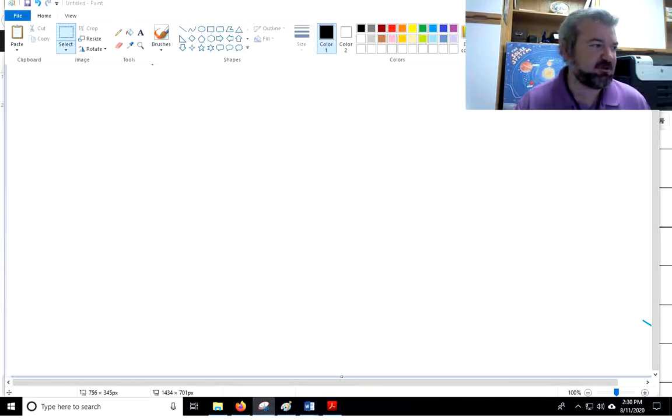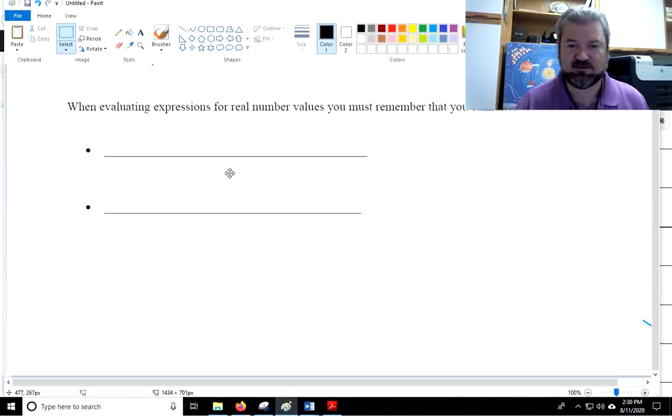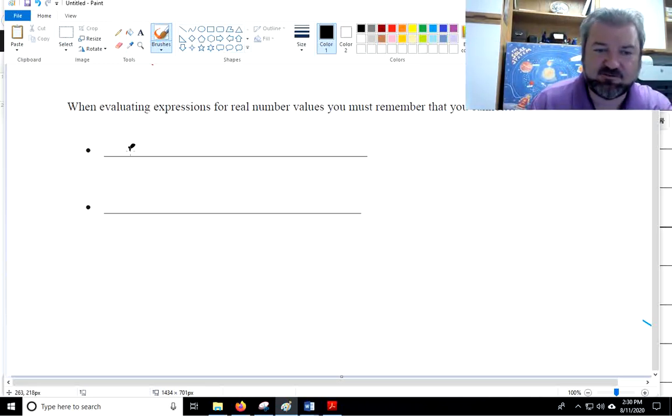So you should have a place to summarize in our notes what we've been talking about. Let's make sure we get that filled in. So I've got, when evaluating expressions for real number values, you must remember that you cannot what? You cannot even root. We were able to cube root, right? You cannot even root negatives.